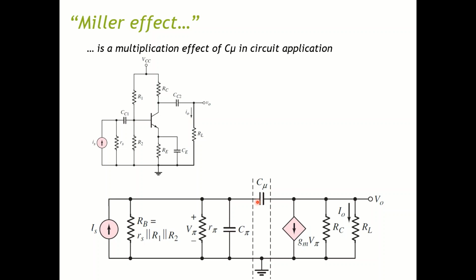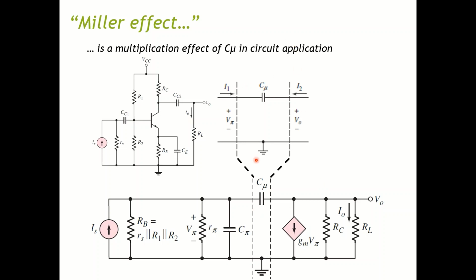As you can see in here, adding C mu in the circuit makes it a little bit more complicated to analyze. Therefore, in order to easily analyze this section, we can take just this particular section out and treat it as a two-port network, like in this figure here. The input of the network will be V pi for the voltage, and the output can be V_O. Likewise, the input and output currents can be I1 and I2 respectively.